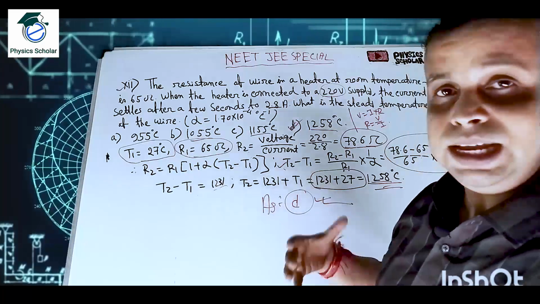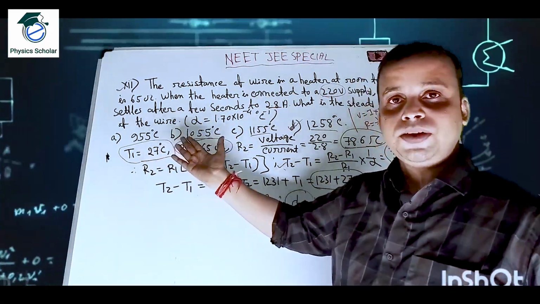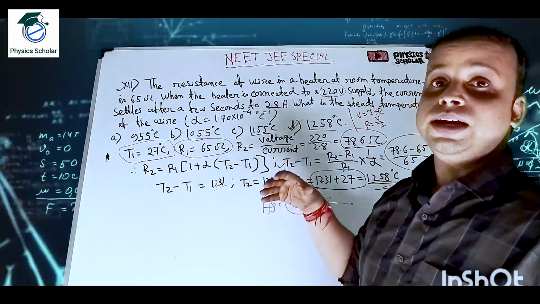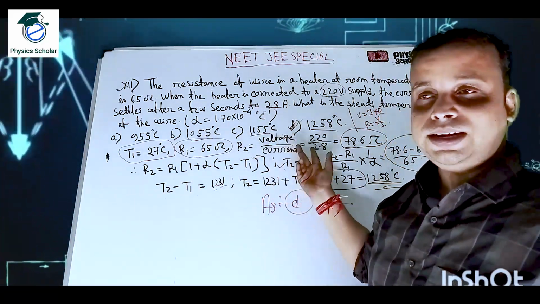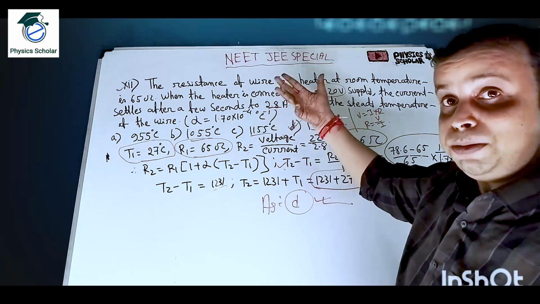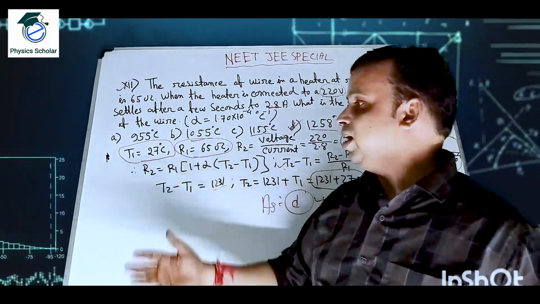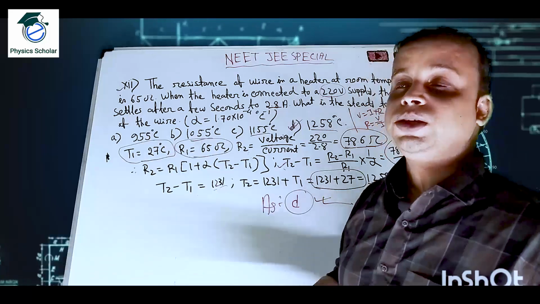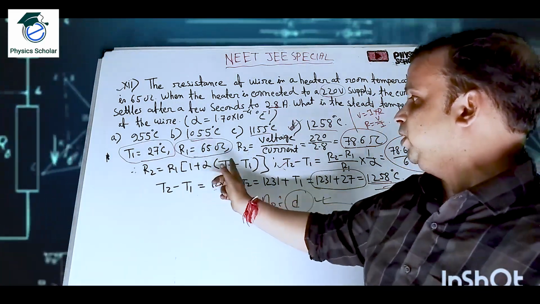So the same type of sums. Here the room temperature T1 is 27, R1 is 65. T2 we don't know. And R2 is voltage by current. Only this part is different from the previous sum. So 220 by 2.8. Now the formula: R2 is equal to R1 into (1 plus alpha into (T2 minus T1)). So from this we have to find out the value of T2.